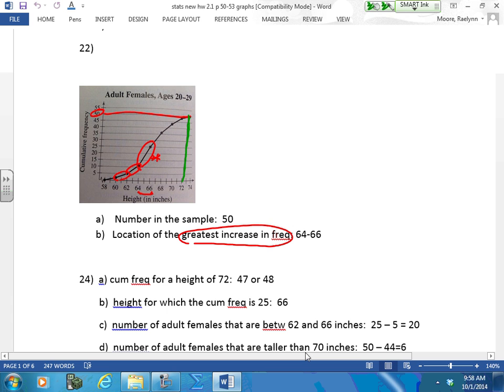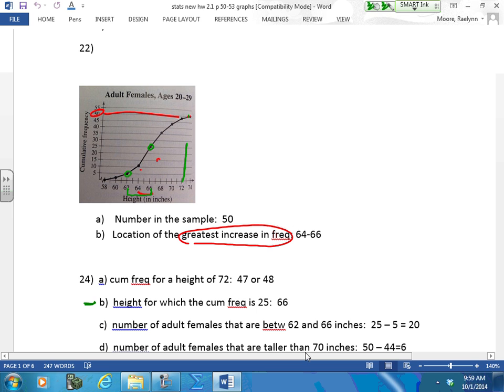The number of adult females that are between 62 and 66. So between 62 and 66, find this point and find this point and subtract your points. So you're going to subtract 25, that over here, minus 5. That's how much it grew from there to there. So that's 20.